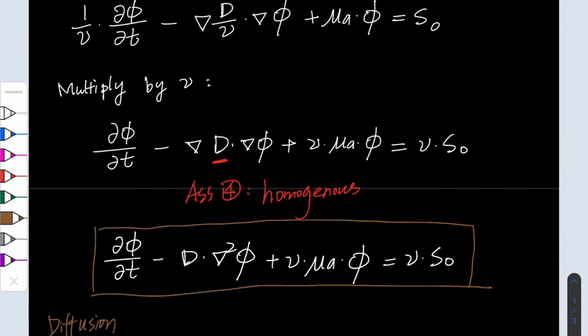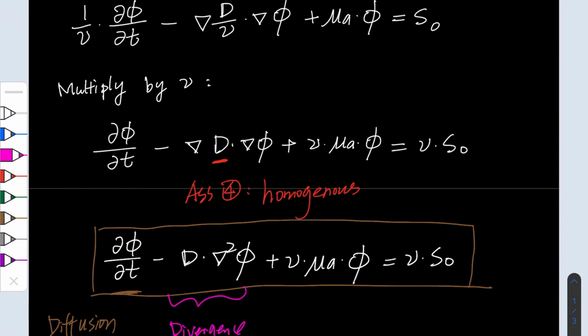So in this diffusion equation, we can see that the change of photon fluence is actually affected by 3 parts. The first part is the divergence due to diffusion.